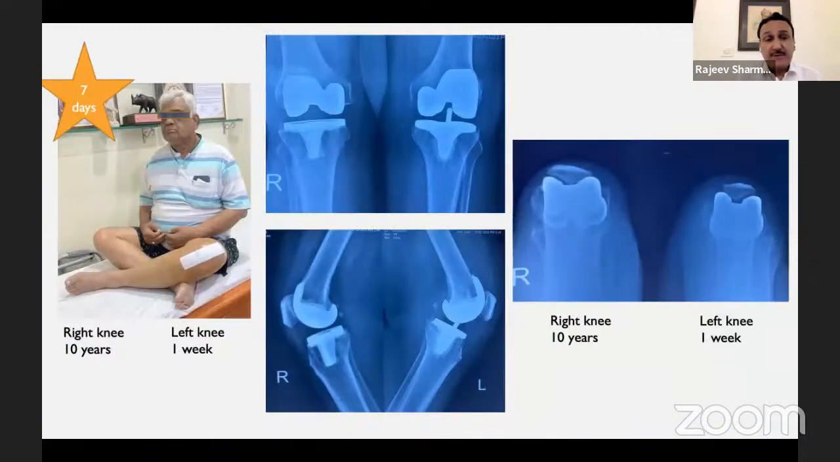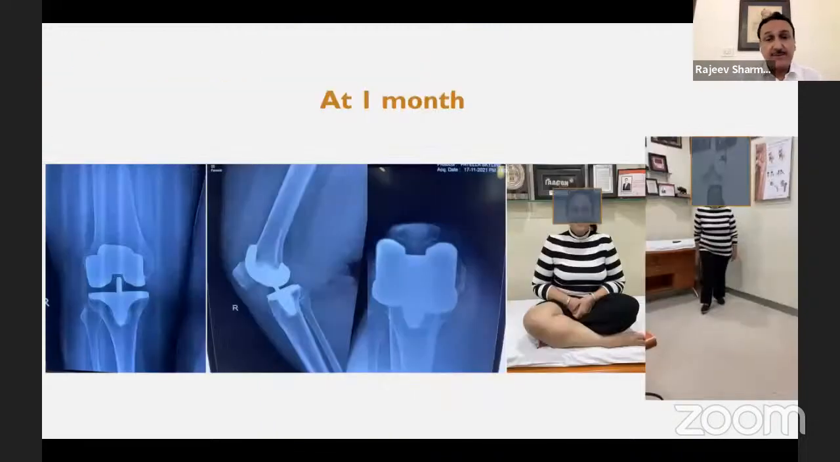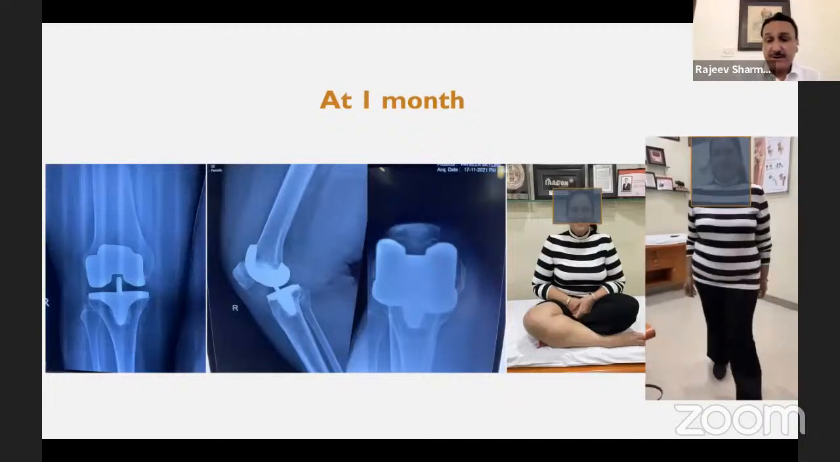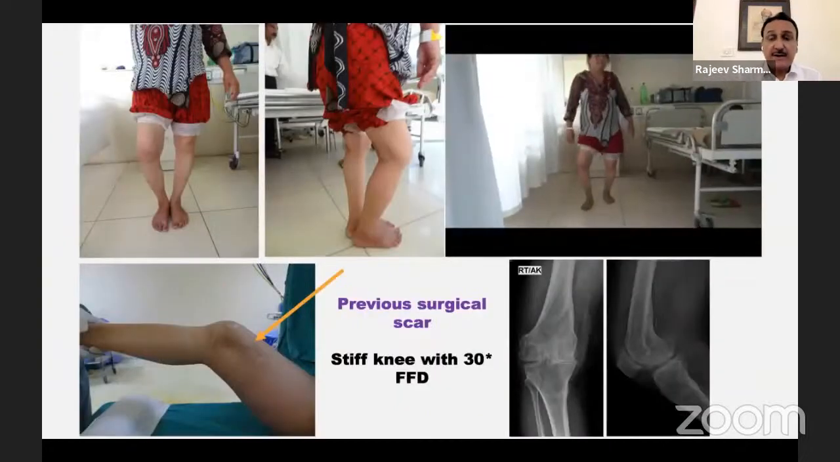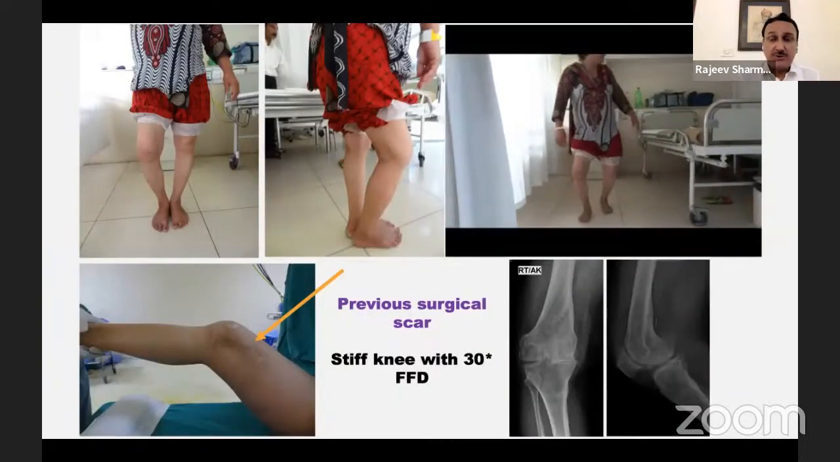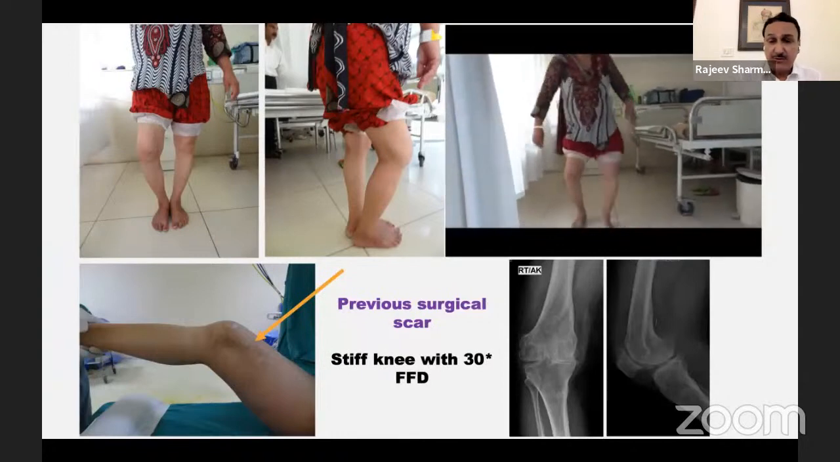On the seventh day, this patient is able to bend the knee significantly, and the right knee that was done 10 years back by myself has excellent function. That's what you see these patients can do at 1 month, at 3 months. And all this is related to how well balanced your joint is and how proper the cuts you have made.